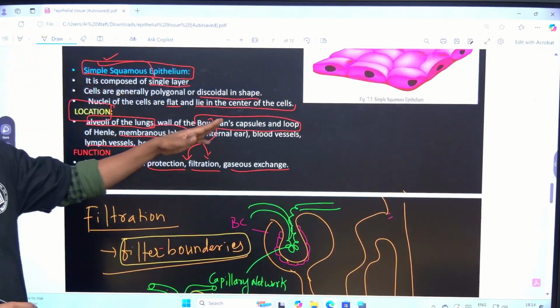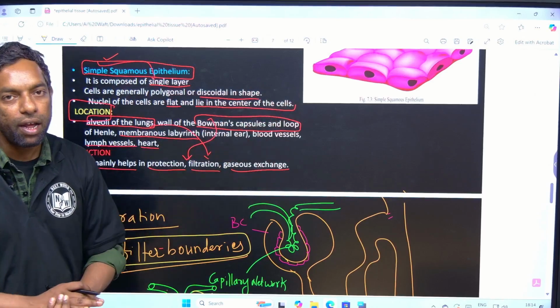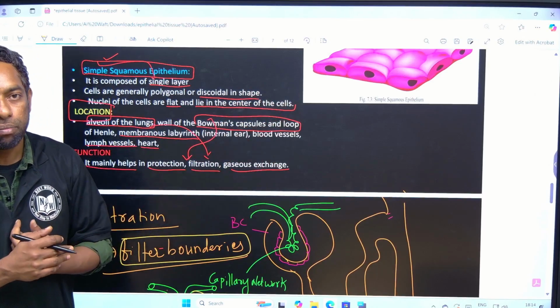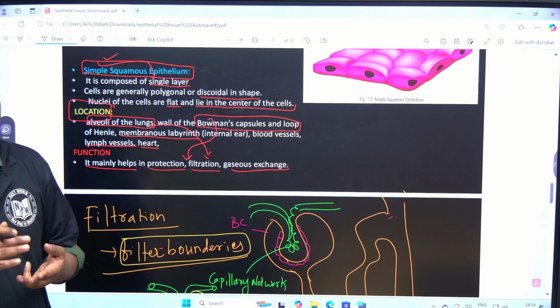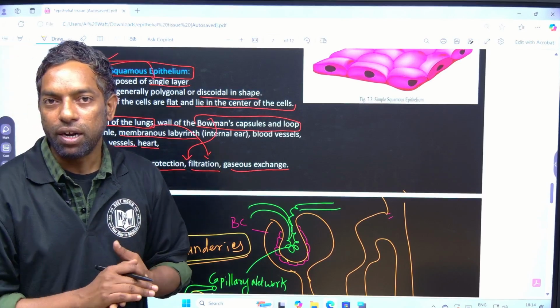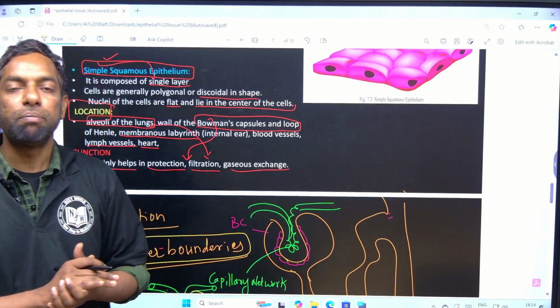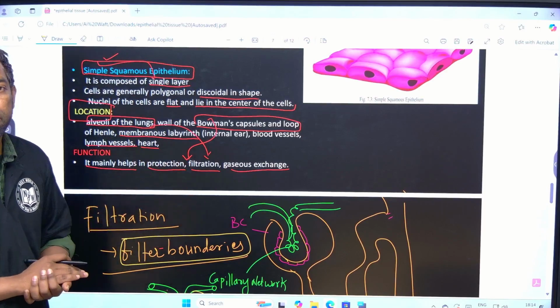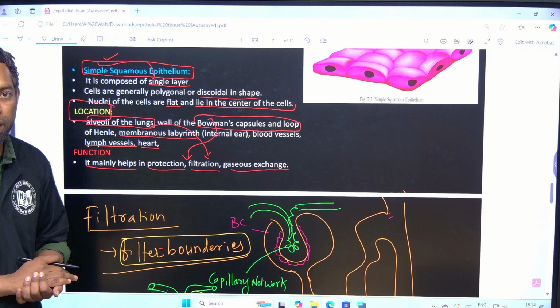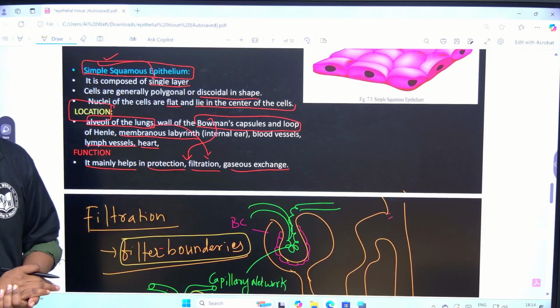Squamous epithelial tissue is a single layer and is located in the filtration boundaries and diffusion boundaries. Diffusion boundaries are at the alveoli sac and blood capillary, and filtration boundaries are in the nephron, Bowman's capsule and loop of Henle, where squamous epithelial tissue is found.